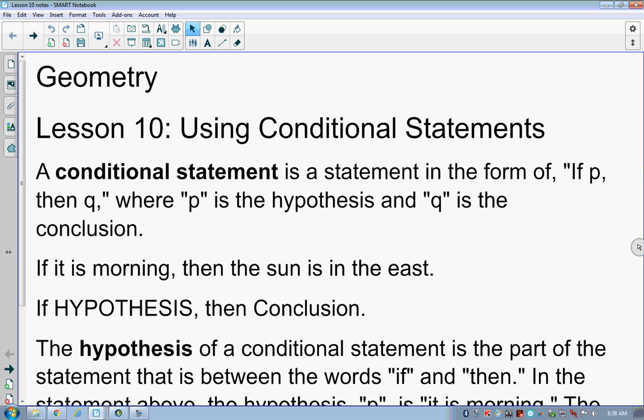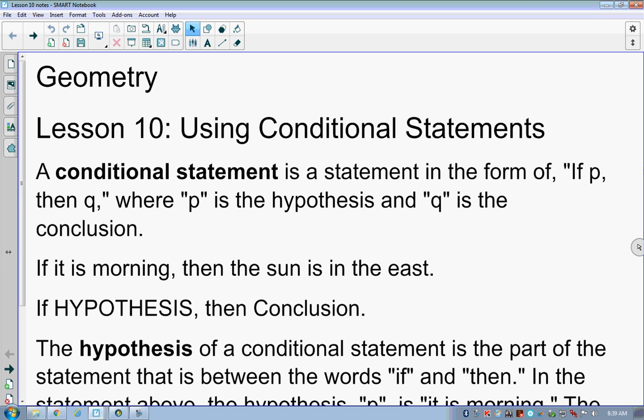Here they're saying if P is my hypothesis, Q is the conclusion. So: if hypothesis, comma, then conclusion. The hypothesis is everything that comes after the word if and ends at the comma. If I said, if an animal has 4 legs, the hypothesis is an animal has 4 legs, not the if part. It's what comes after the if and stops at the comma. You follow me?